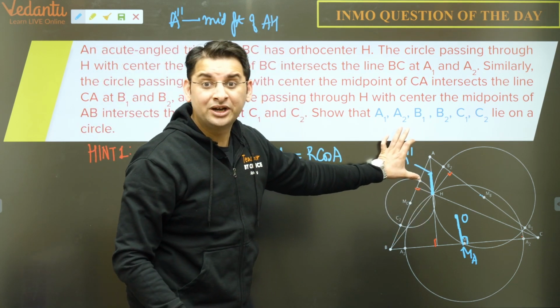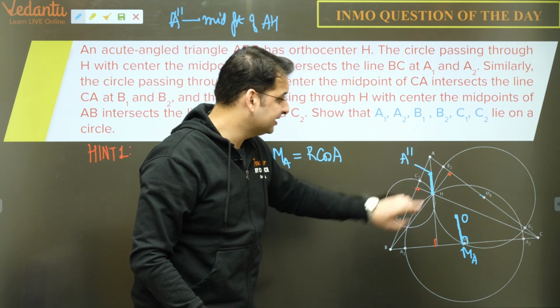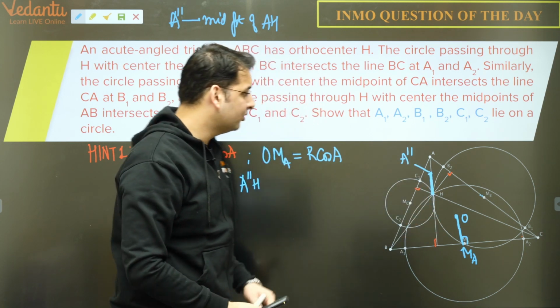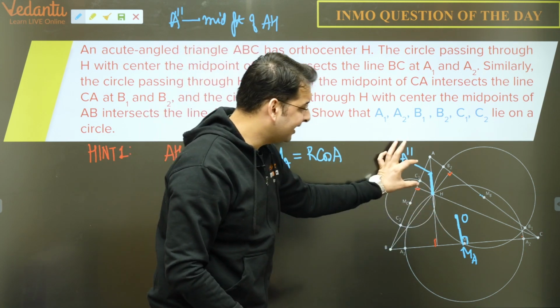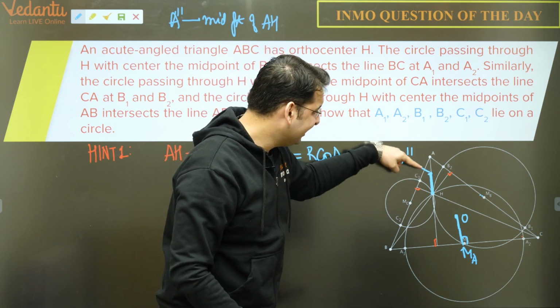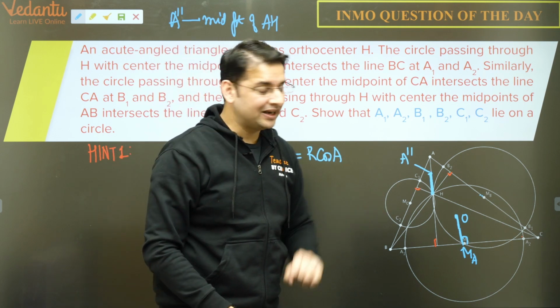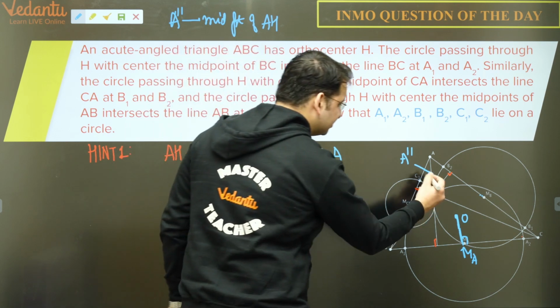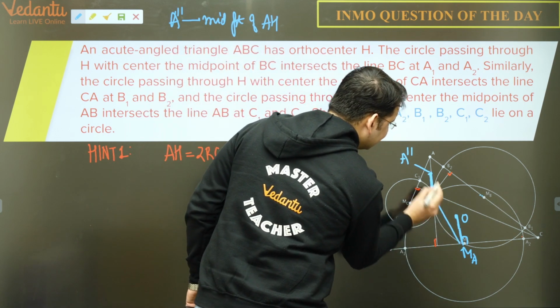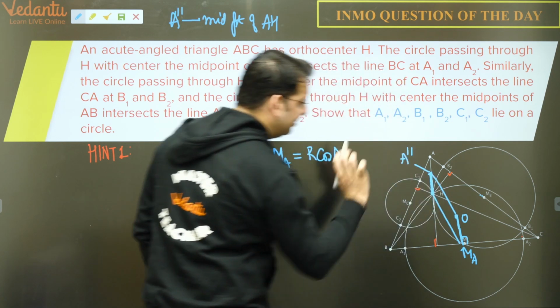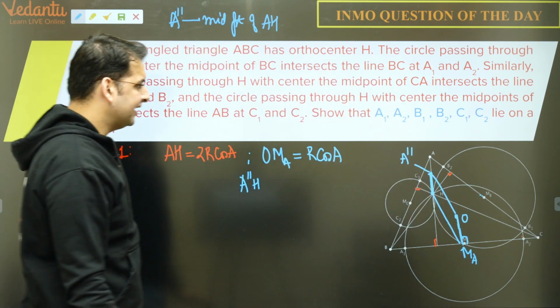Since AH was 2R cos A, A double dash H will be R cos A and OMA is also R cos A, and these two are parallel. So I can sense that A double dash H, MA and O form a parallelogram. We can use this fact, right? If I draw this, this will be a parallelogram. I can use this fact as well.